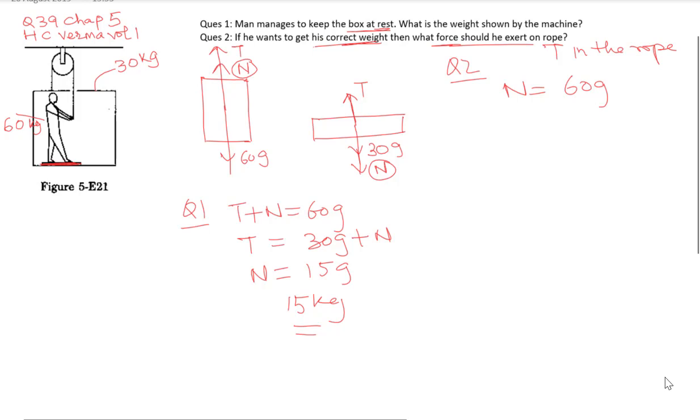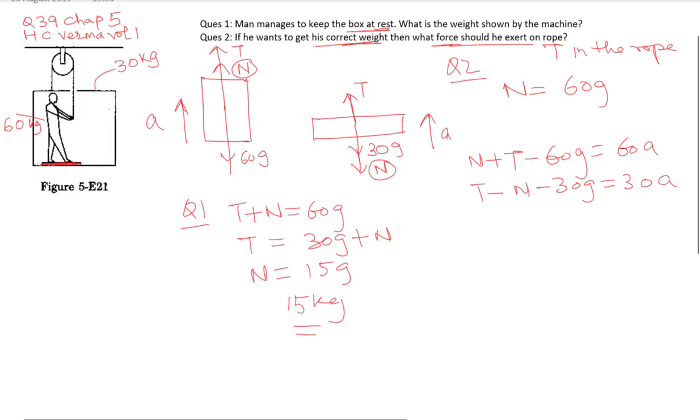So let's say the acceleration of the system, say everything, the box moves up, the man moves up, let's say the acceleration is A upwards. Now you can say, how do I know A is upwards? Well, even if I'm wrong, the equations will manage the sign itself. So taking A upwards, the equation for the man is N plus T minus 60 g is equal to 60 a, and for this box, T minus N minus 30 g is equal to 30 a.